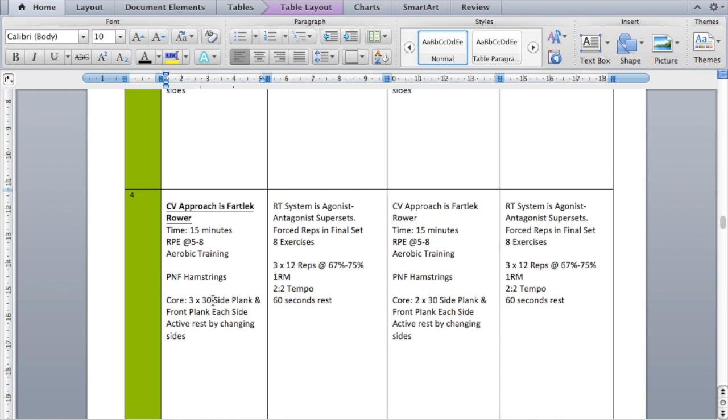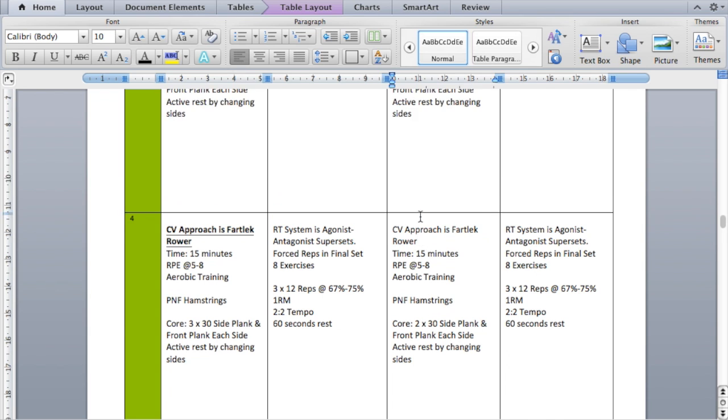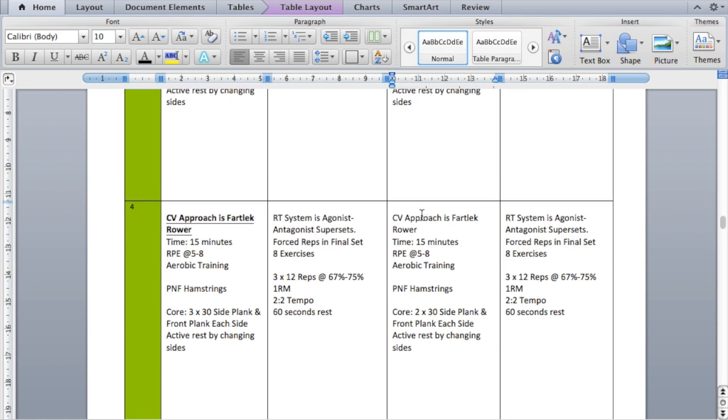I've left the core exercises exactly the same. And you can see here, I've left the resistance training exactly the same. And this information was taken from my overview. Thursday's cardiovascular training day is exactly the same as Monday's. Friday's resistance training day is exactly the same as Tuesday's. So you can see I've kept 2 cardiovascular workouts in each week, and I've kept 2 resistance workouts in each week.